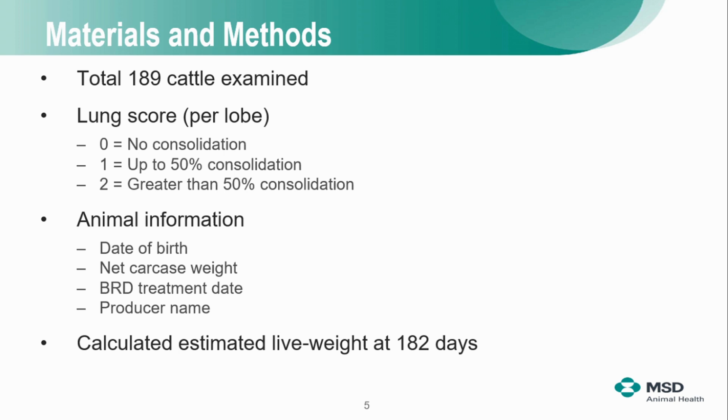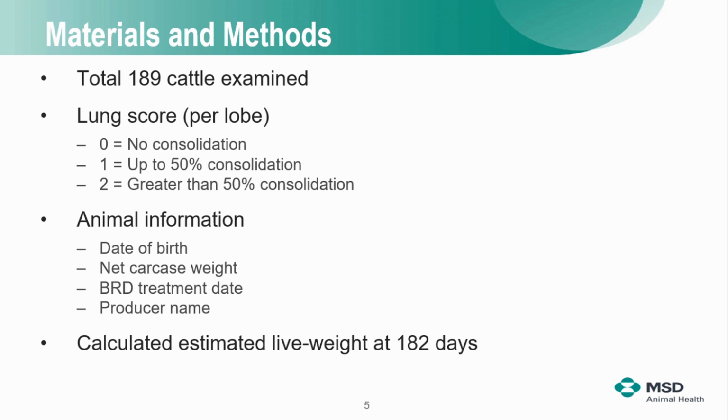Now, I did mention that the target is to kill these animals out at 6 months of age. But there certainly was some variation in the actual age that the animals were killed. So to account for the variation in age and the impact that's going to have on an animal's live weight, we actually calculated an estimated live weight at 182 days of age.